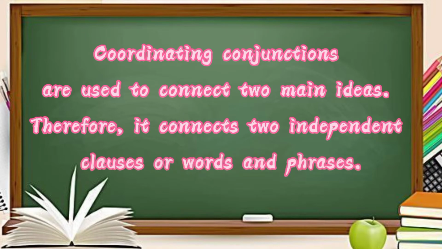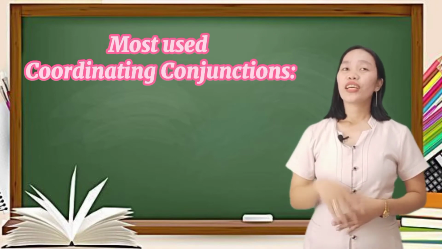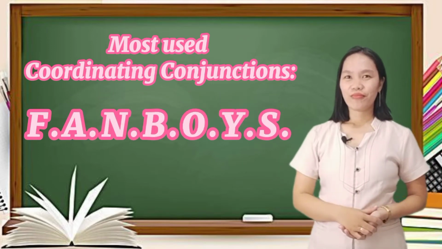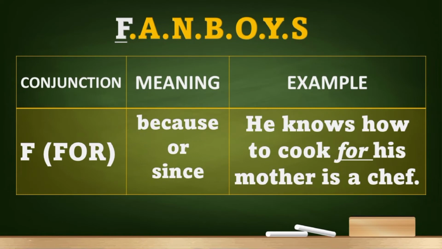Coordinating conjunctions are used to connect two main ideas. Therefore, they connect two independent clauses or words and phrases. Here are some most used coordinating conjunctions. Just remember the acronym FANBOYS. F stands for the word for, which means because or since. For example, he knows how to cook for his mother is a chef.